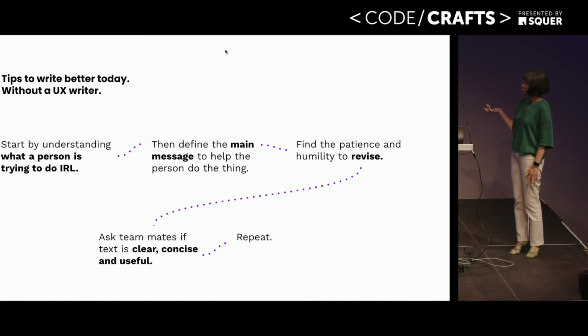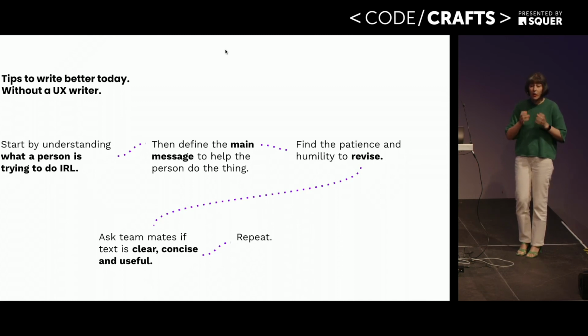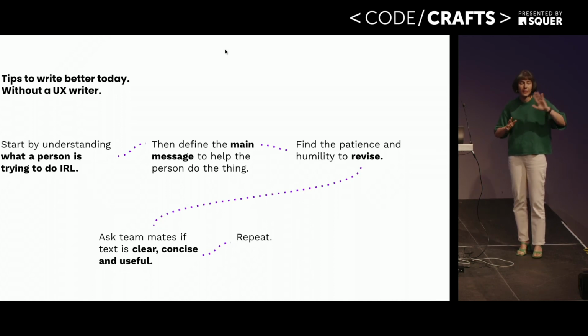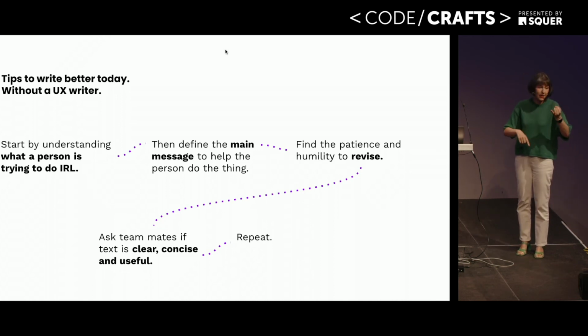Then define the main message to help the person do the thing. Do me a favor, never write anything until you have first defined what is the message I need to convey here. It doesn't matter, it's a first draft. It doesn't have to be perfect. It can have authentication credentials and it can have all the jargon. That's fine, because no one's gonna see it. It's a cheat sheet. Mine are literally just bullet points. I just write what purposes to satisfy, 3 to 5 bullet points. What does this message have to say?